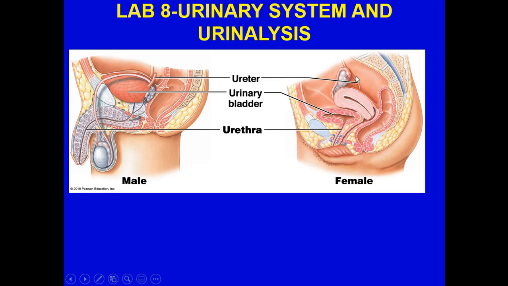Now, when you look at a comparison between males and females, you can see where the ureter comes out and goes into the urinary bladder. You notice the location of the urinary bladder. In the female, it is inferior to the uterus. The bladder here is superior to the prostate. And here, of course, you have the urethra.